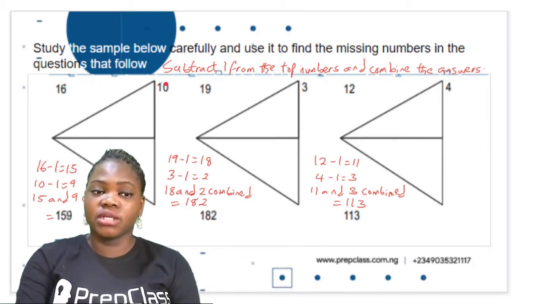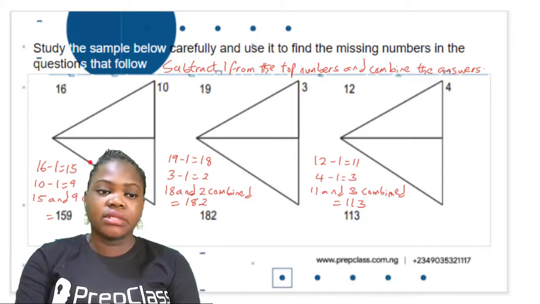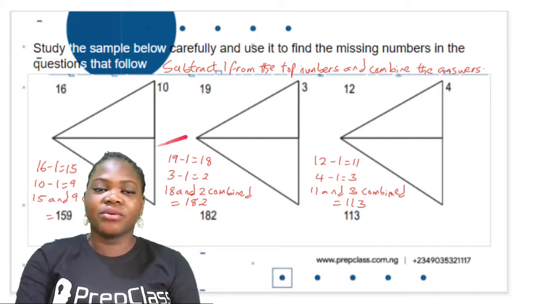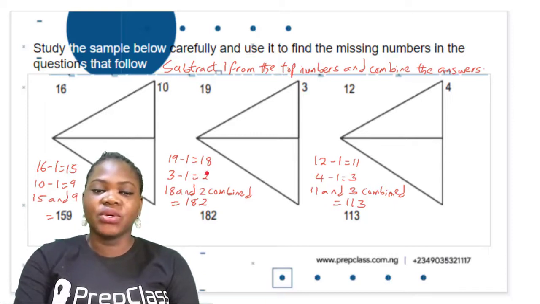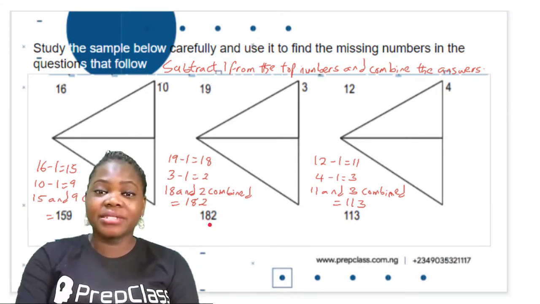So these are the top numbers. 16 minus 1 is 15, 10 minus 1 is 9. Combination of 15 and 9 is 159. Let's see if it will work with the second one. 19 and 3 are the top numbers. 19 minus 1 is 18. 3 minus 1 is 2. Let's combine 18 and 2. We have 182. Wow, so this works with the second sample.